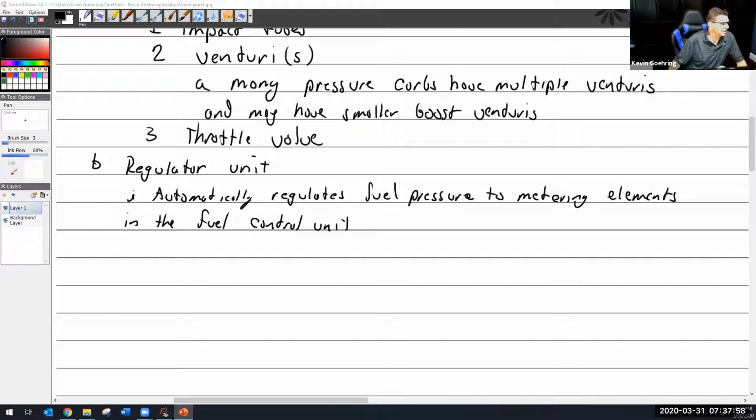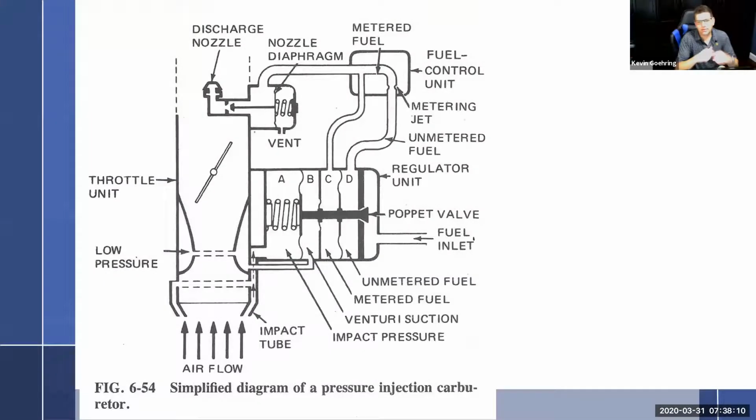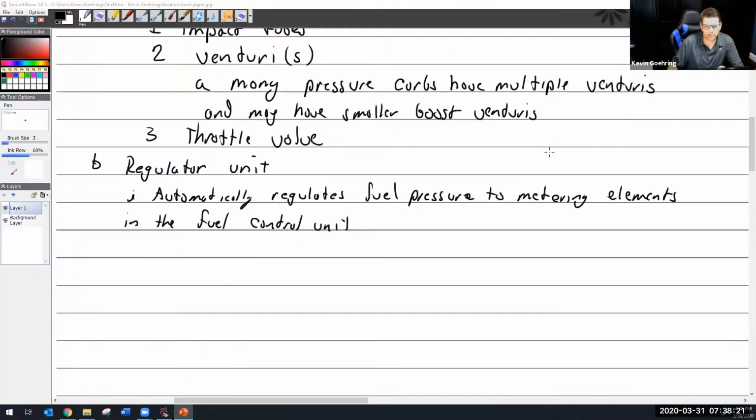And let me see here. I'll pull up a picture for you guys. The problem with even discussing the regulator unit is I can bring this over, and we have our simplified diagram, and we have the fuel control unit. Oh, I'm sorry, never mind. But here's our regulator unit right here. Never mind where I was going with that. It automatically controls fuel pressure to metering elements in the fuel control unit. All right, where am I at here?